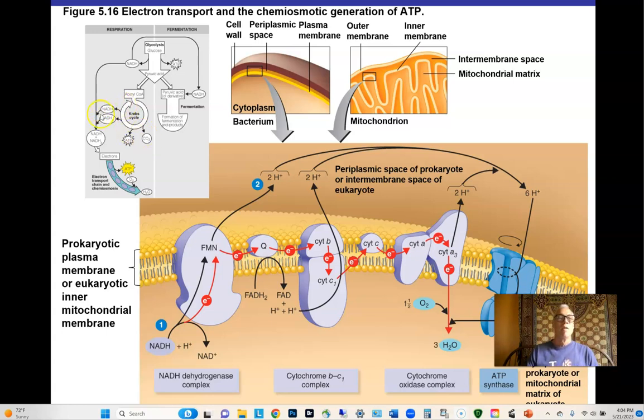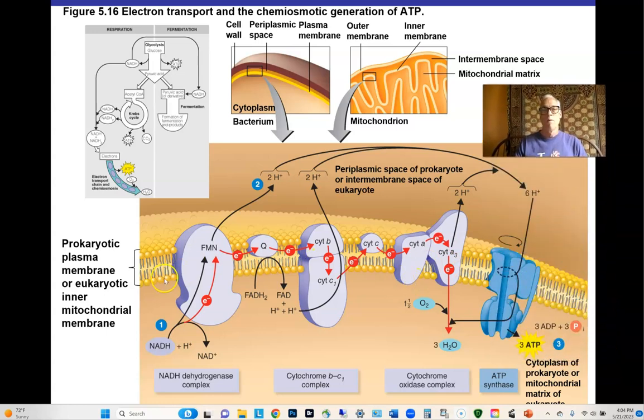CO2 as well. We take all the high-energy electrons from glycolysis and Krebs cycle, enter them into the electron transport system, and then as the high-energy electrons are passed by redox reactions from protein to protein in the bacterial membrane or in the inner mitochondrial membrane, pump hydrogen ions across the membrane, and as they diffuse back down through, they generate ATP through this protein complex called ATP synthase.